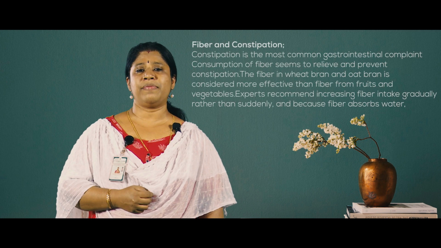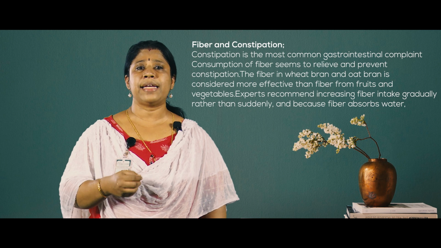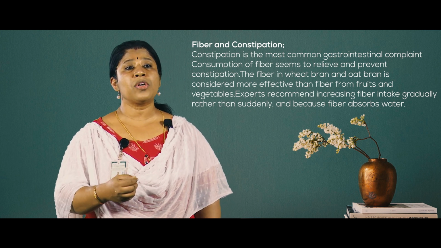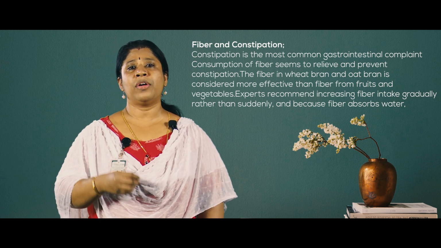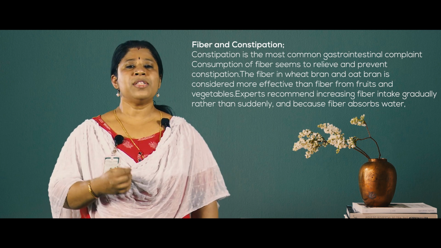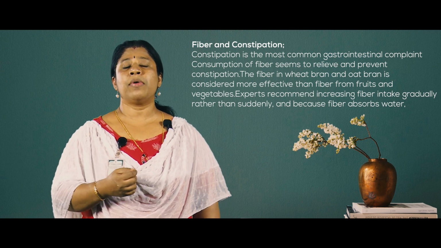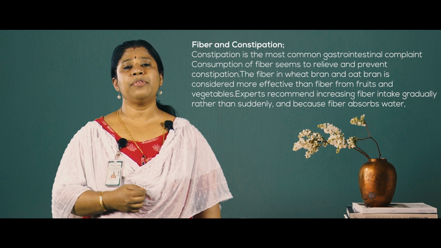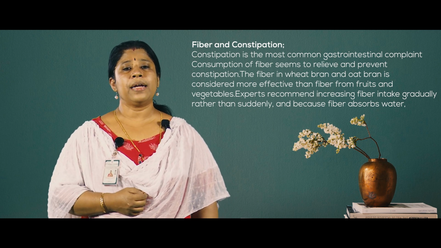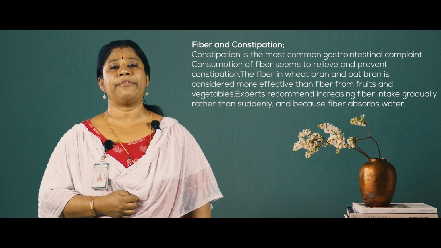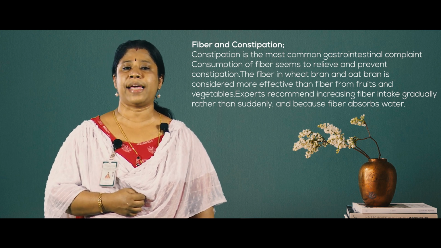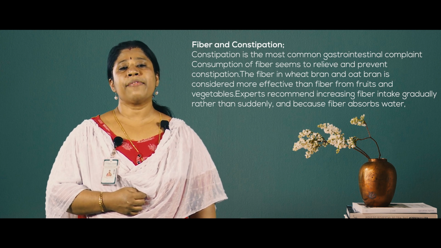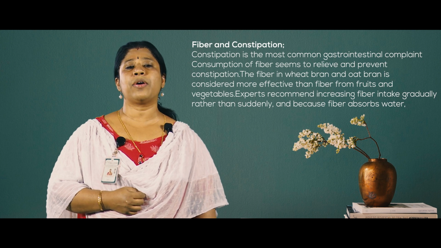Then fiber and constipation, which is very common among old age people. Nowadays it is common in youngsters also, because most of our diet is junk food or ready-made food, or we depend on fast food consumption. Constipation is the most common gastrointestinal complaint in our society, and we have to relieve and prevent it. The fiber in wheat bran and oat bran is considered more effective than fiber from fruits and vegetables in this case. Experts recommend increasing fiber intake gradually rather than suddenly, because fiber absorbs water, and insoluble fiber absorbs more water. Then beverage intake should be increased as fiber intake increases.